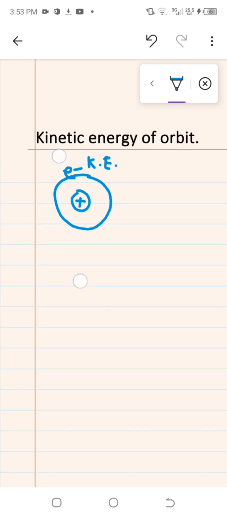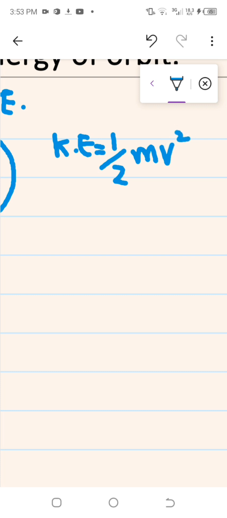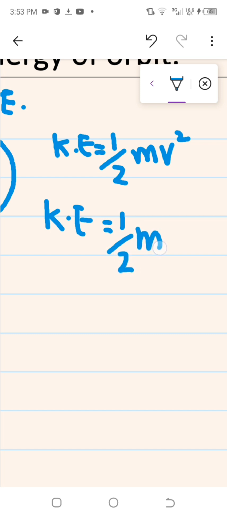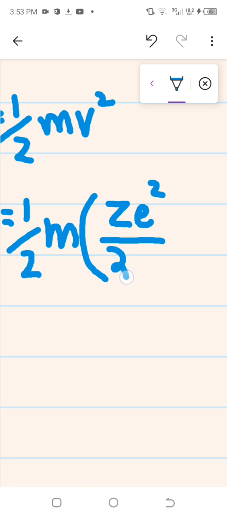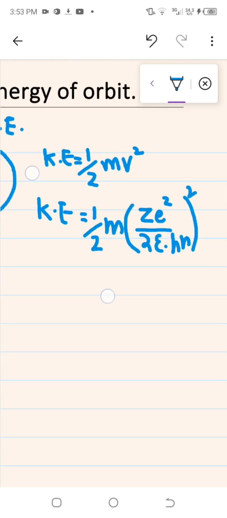The kinetic energy between two masses can be gravitational and electrostatic. First of all, as we are all familiar, the formula of kinetic energy is kinetic energy equal to half mv square. In the last video we found the velocity, which was Z square over 2 epsilon h n whole square. So this is the velocity which we found in the last video.